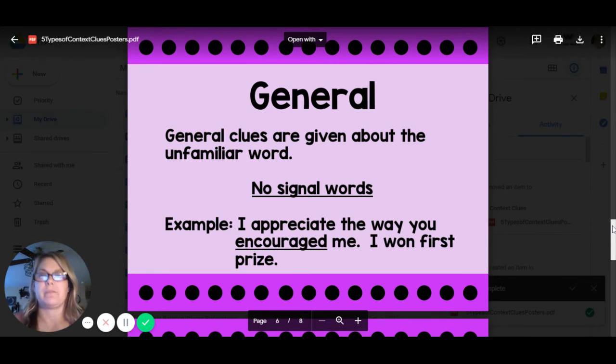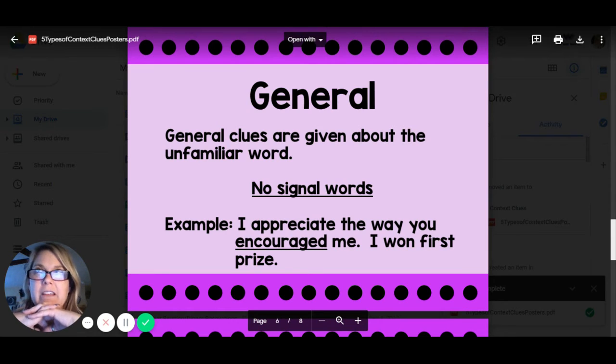General clues are given about the unfamiliar word. There won't be any signal words. So here's an example. I appreciate the way you encouraged me. I won first prize. So here's what you're going to have to do with a general one. You're going to have to think about what makes sense. Make sense of it. So I appreciate the way you blank me.